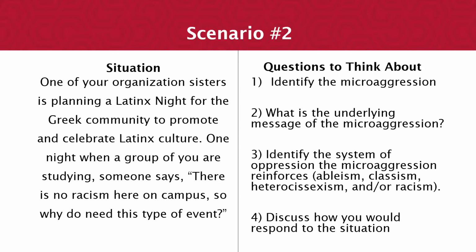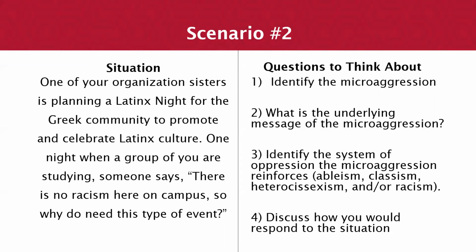All right, well, we'll jump in. So the microaggression itself here is the statement, there's no racism here on campus, why do we need this type of event? And the underlying message is saying, well, there's no racism here because I haven't experienced it, which isn't necessarily accurate, and probably isn't accurate at all. The type of microaggression is a micro-invalidation, because it's saying I know better, and this is reality, and that's not accurate.